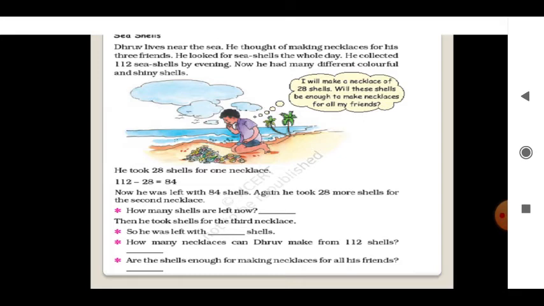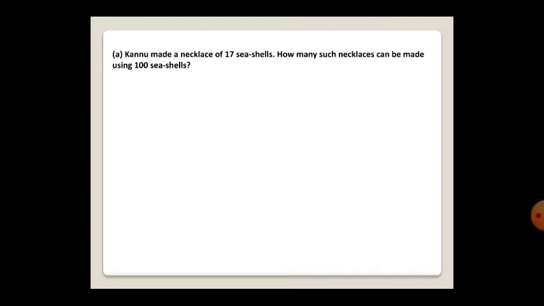Are the shells enough for making necklaces for all his friends? Yes, an extra necklace also he can make. Now, Kanu made a necklace of 17 seashells. How many such necklaces can be made using 100 seashells?